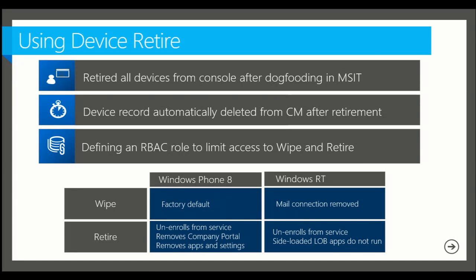And for the retirement, on a Windows Phone 8 device, it's going to unenroll the device from the service, as well as remove the company portal and the policies that we set, and also remove the apps. Basically, it's going to bring the device back to the state where it was before the enrollment. And on RT, the device will get unenrolled from the service, and all the side-loaded LOB apps will not run on the RT device from then.